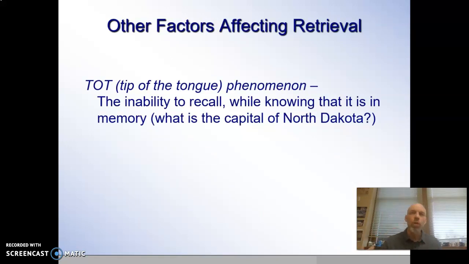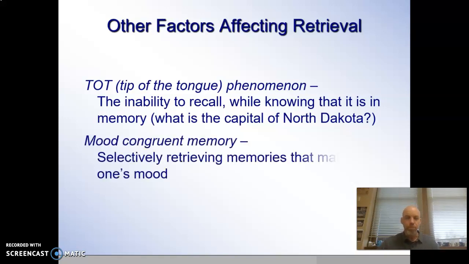And other factors affecting retrieval, we've all had this happen, the tip of the tongue phenomenon. You know it. You know the answer. You can't quite say it. I don't know how many times I've watched Jeopardy and I know the answer, but I can't quite say it. And as soon as the person on the TV starts to say the answer, I say it as well. Because I hear them start to say it. Oh, there it is. And capital of North Dakota might be on the tip of your tongue. It's Bismarck, by the way.